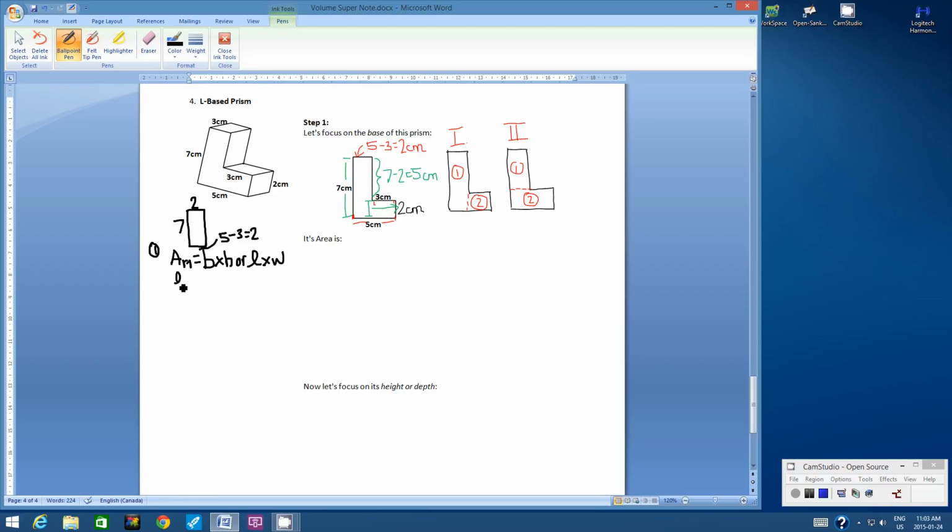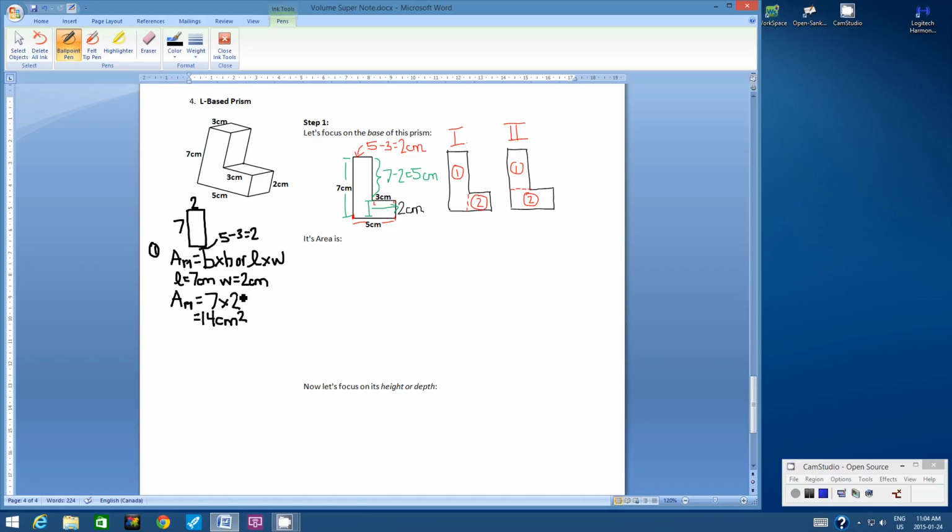So what do we know? We know that the length is 7 centimeters. We know that the width is 2 centimeters. That's our information line. Let's do our substitution line. Area of rectangle 1 equals 7 times 2 equals 14 centimeters squared.